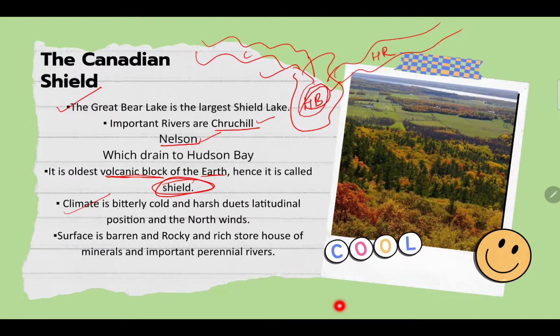The climate is bitterly cold and harsh. Why does the Canadian Shield have such a harsh climate? It is due to its latitudinal position as well as the north winds. The surface is barren and rocky, and it is a rich storehouse of minerals and important perennial rivers. Perennial means continuously flowing all throughout the season.